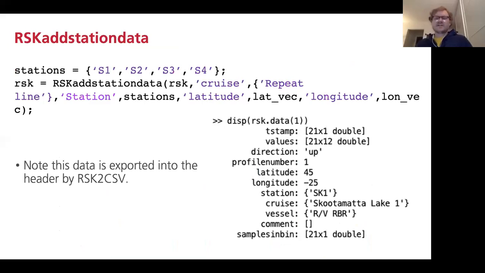We have a function here called add station data. So if you want to append metadata to your profiles, you can do so. An example of how you would use it is here. If you look at one element of rsk.data, you'll see there's timestamp, and then there's the values from the channel, the sensor, and then the profile number, the direction, latitude, longitude, and all the different things. But this is sort of a manual process, right? We are calling RSK add station data and then inputting the coordinates and the name of the cruise and station name and so forth.